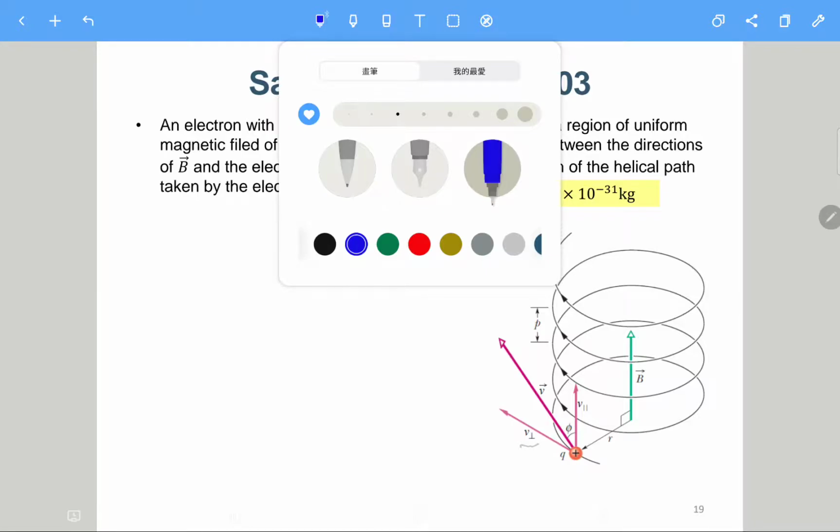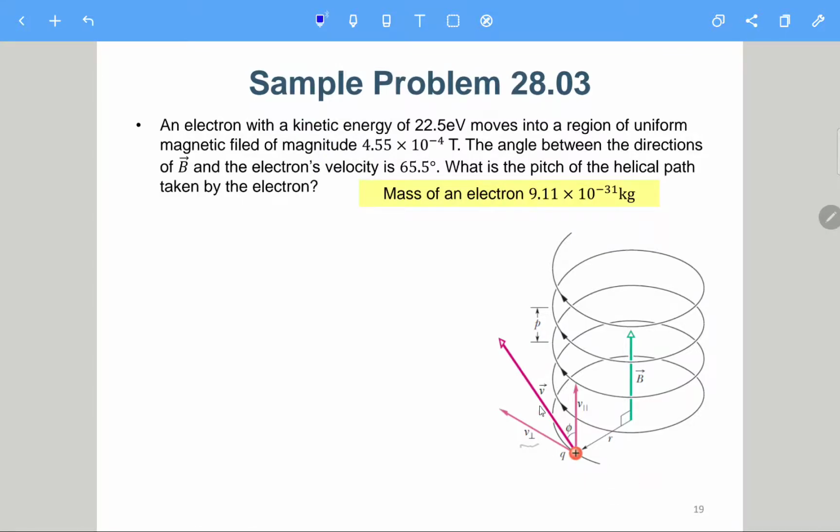So we need to separate them. Maybe we call this the XY plane, and this is the Z direction. In the XY plane, it will have circular motion, but along the Z axis, it will move at a uniform speed. When you add them together, it's just like a helix line, a helical path taken by the electron.